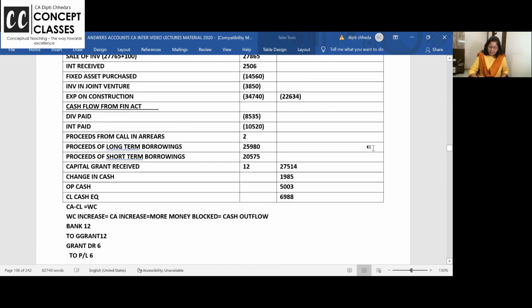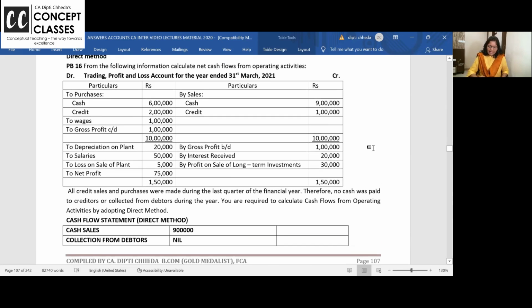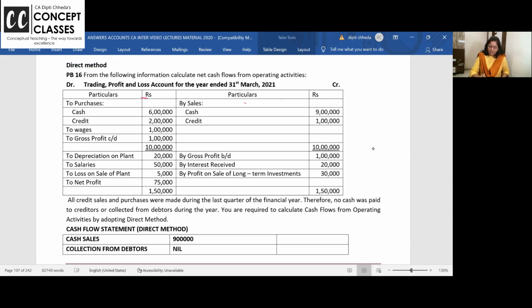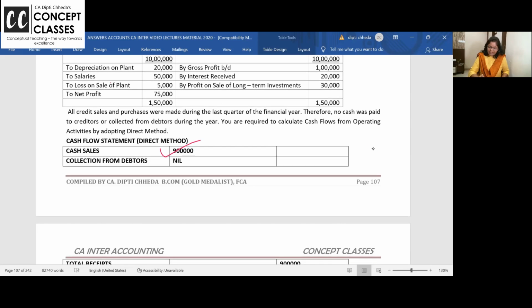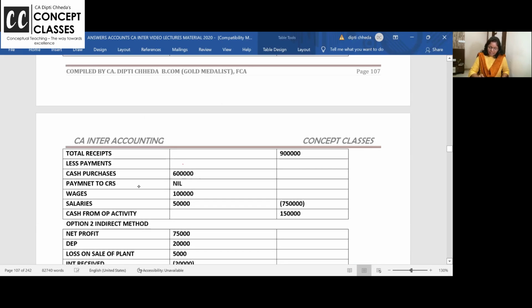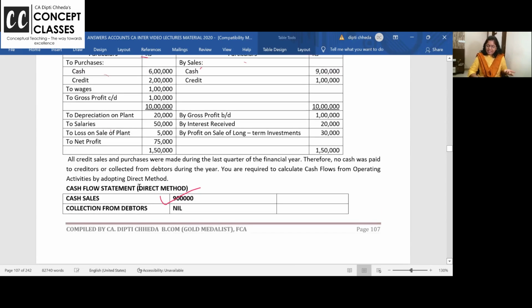See, cash from operating, investing, this is the answer. Ma'am, working notes? No working note needed. This is already a half solved question. And now direct method. This is a trading and P&L account. Look at the screen. Sales, purchases, GP, interest and all. If it is direct method, take cash sales. Take collection from debtors. Cash purchases, payment to creditors, wages, salaries. You get 1,50,000 cash from operating activities. Did everyone get it?